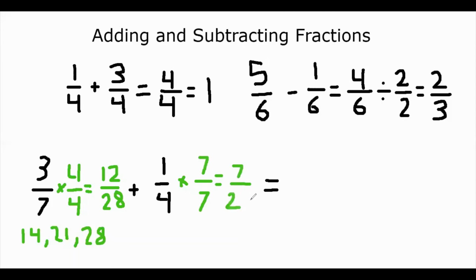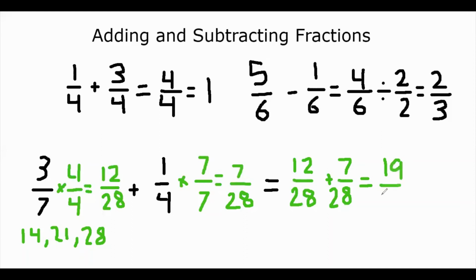Now our fractions have the same denominator. I'm going to rewrite this over here. So 12 over 28 plus 7 over 28. There we go. And now we can add across. And that's going to give us 19 over 28. And that's going to be our final answer. We can't reduce this. All right.